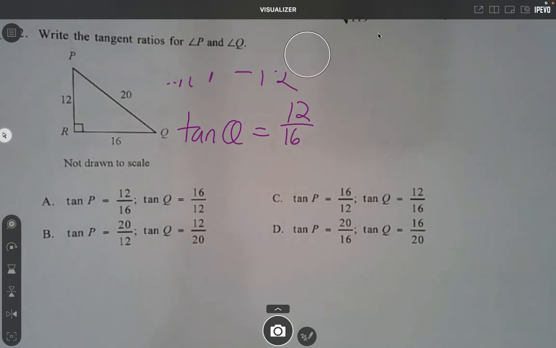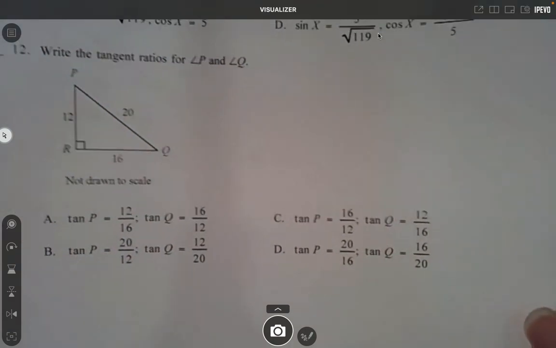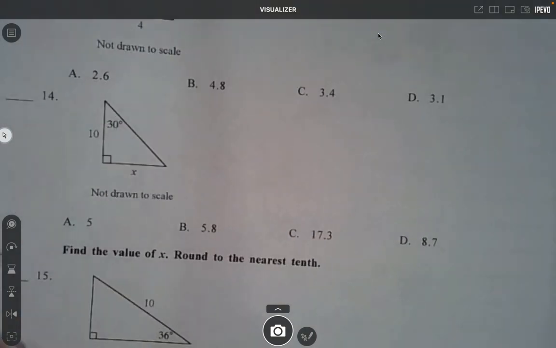How's my time, y'all? That's the easiest thing I heard. That was the easiest thing on there? Okay, I'm not going to finish them all, but I'll be close.